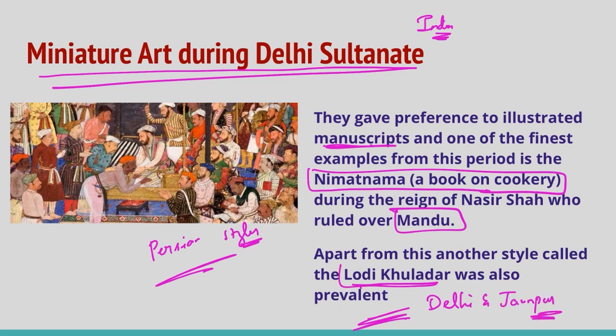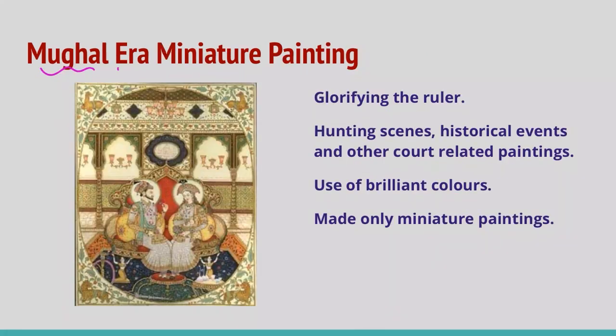This Lodi Khuladhar style also became the basis of Sultanate formulae, and later 3 major styles emerged that dominated the medieval landscape. They are Mughal, Rajput and Deccan, and they took from the Sultanate precedents, but developed their own individual style of paintings. Mughal era miniature paintings.